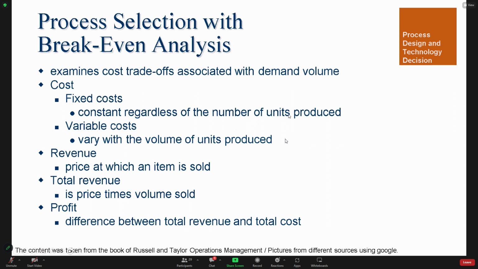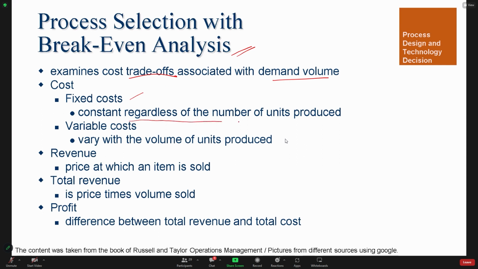So now let's look at process selection with break-even analysis. Okay? Now, ibig sabihin, sir, pag kami po ba yung magse-select ng process namin from manual labor to automated production, ano yung gagawin namin? You try to look at break-even analysis. Now, you examine the cost trade-off. What is the trade-off for the cost? Associated dyan with the demand volume. The first thing that you're going to do is look at the fixed cost. Ano yung fixed cost?